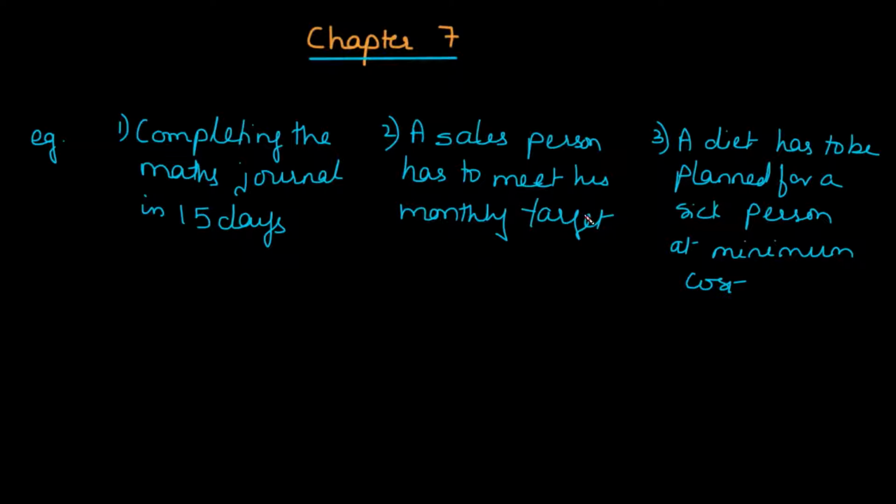Now, what is the objective in each of these cases? Let us write down the objective in each case. In the first case, completing the maths journal in 15 days, maximum marks are to be obtained. The objective is maximum marks. In the second case, where a salesperson has to meet his monthly target, maximum sales in a month is the objective.